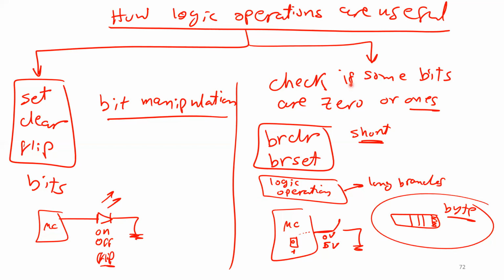The other part here: if you have a byte, same thing, but here you are not going to change bits. I have a byte and I want to check if one bit or some bits are zeros or ones, right? So how can I do that? I explained one before, like branch if clear or branch if set. If you remember, I explained this one before. This one is going to check some bits in a byte, and it's going to branch if these bits are clear or set. I told you this one has a problem: it's short. Now I can use some Boolean logic operation to do the same thing, but using long branches, okay?